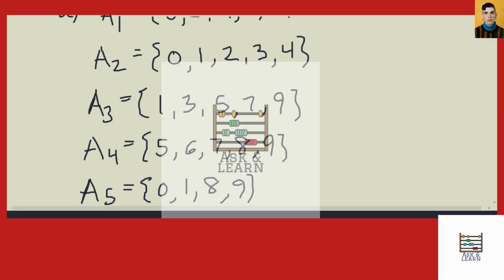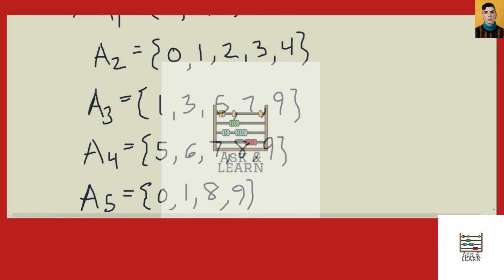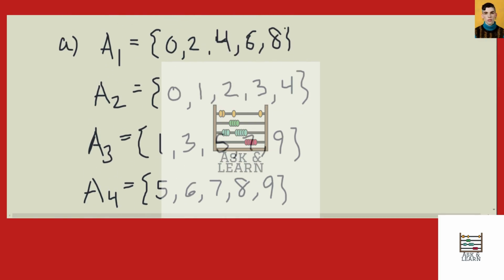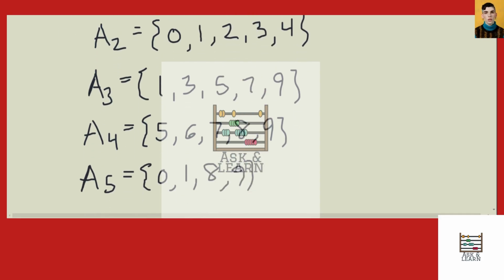We are given a collection of sets, and we are asked to construct the intersection graph of this collection. In part A, the collection of sets is A1 equals {0, 2, 4, 6, 8}, A2 equals {0, 1, 2, 3, 4}, A3 equals {1, 3, 5, 7, 9}, A4 equals {5, 6, 7, 8, 9}, and A5 is {0, 1, 8, 9}.